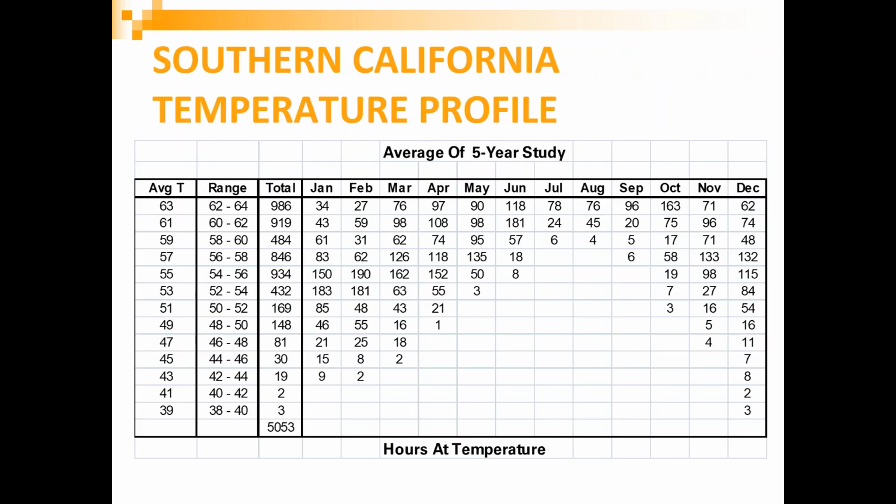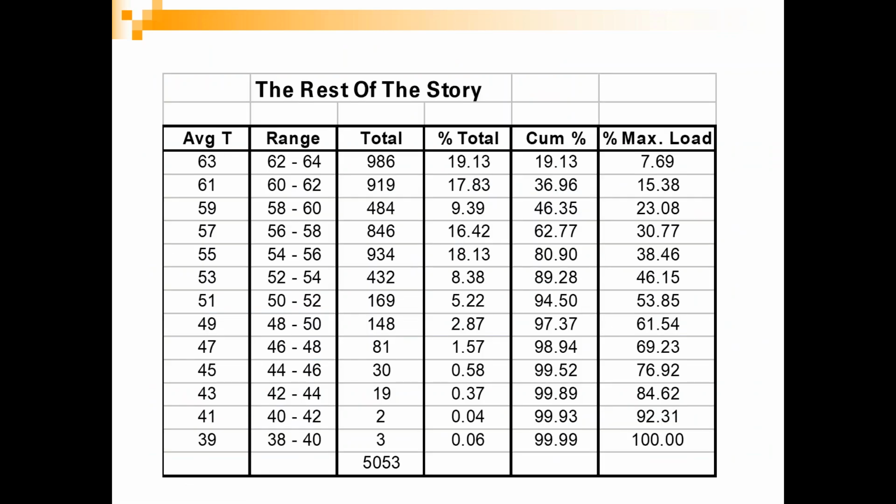This is our Southern California temperature load profile. This is an average of a 5-year study done by AHR. It shows all the different points, the average outside air temperature here on the left. You can see our design day down here at 39 degrees, but really only operating there about 3 hours per year. And you can see where the majority of the operating hours here are in Southern California. Up here in the 50 to 60, those are most of your heating hours when your boiler is going to run. Well, here's the rest of the story.